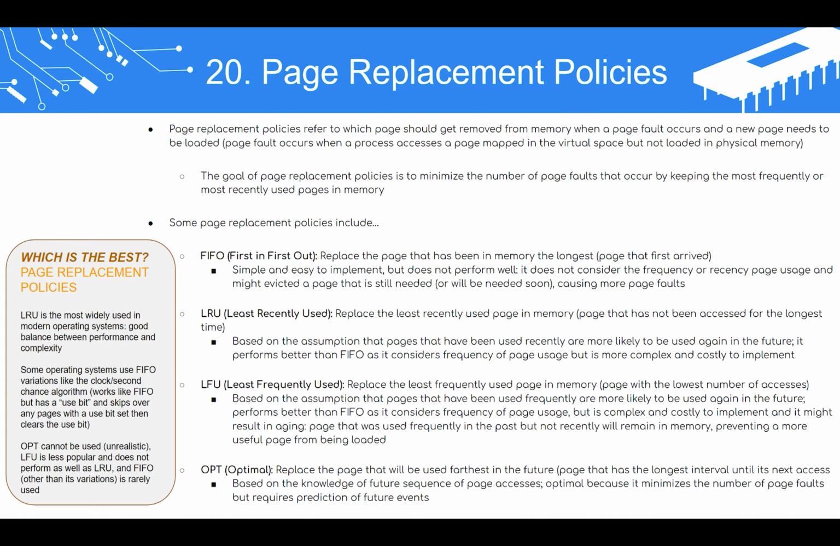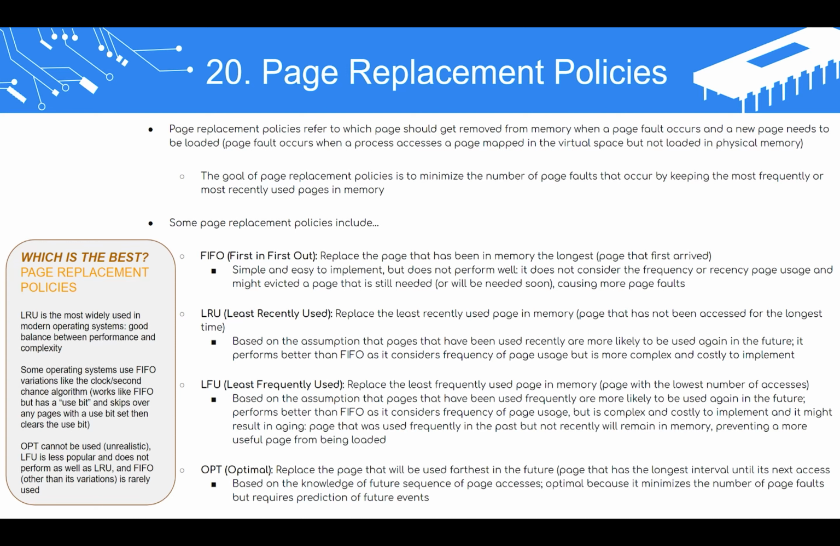Some page replacement policies include first in, first out, or FIFO, least recently used, or LRU, which is most widely used in operating systems, least frequently used, or LFU, and optimal, or OPT. FIFO replaces the page that has been in memory for the longest, and it does not perform too well just because it does not consider the frequency or recency of page usage.